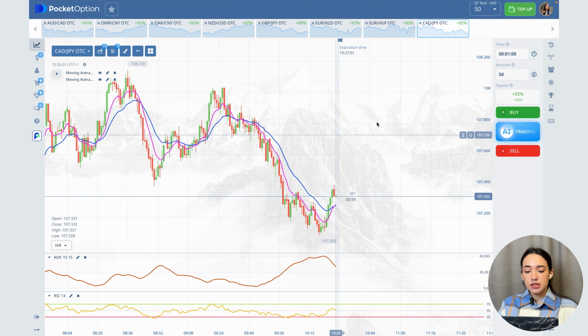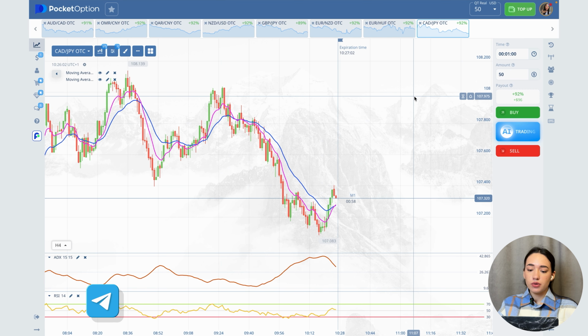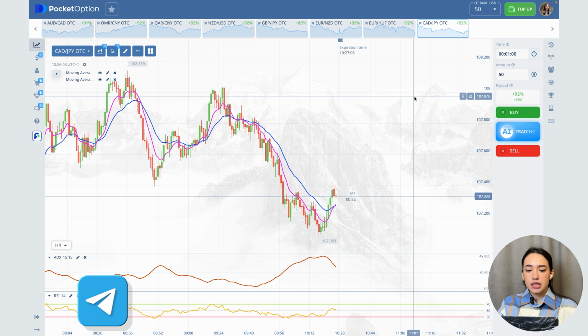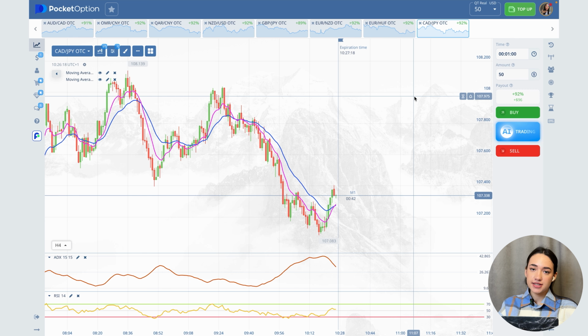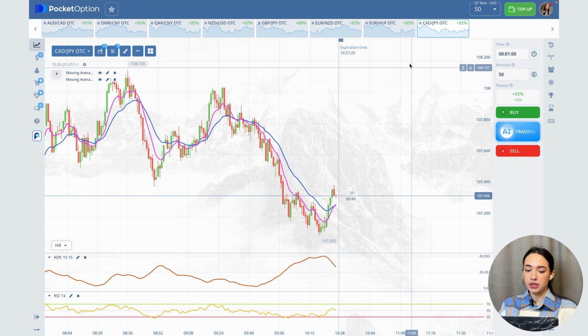We'll be analyzing the chart on the 1 minute time frame and opening trades with 1 minute expiration time, starting with a balance of $50. And I hope everything goes according to plan today. So just wish me luck, really. Let's begin and select the first currency pair to find the most optimal entry point.